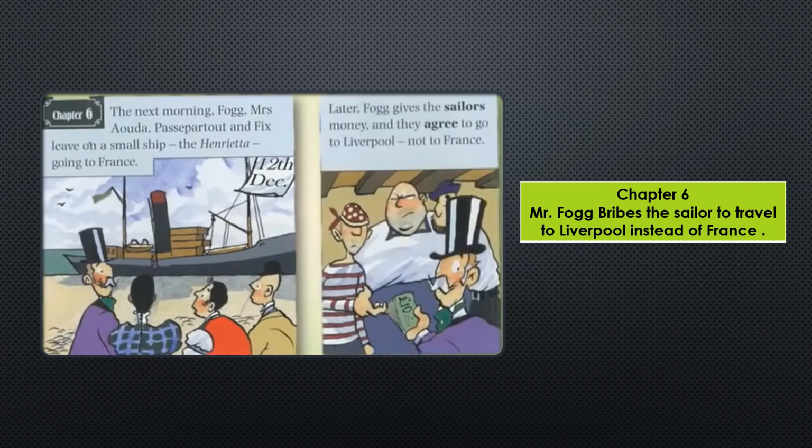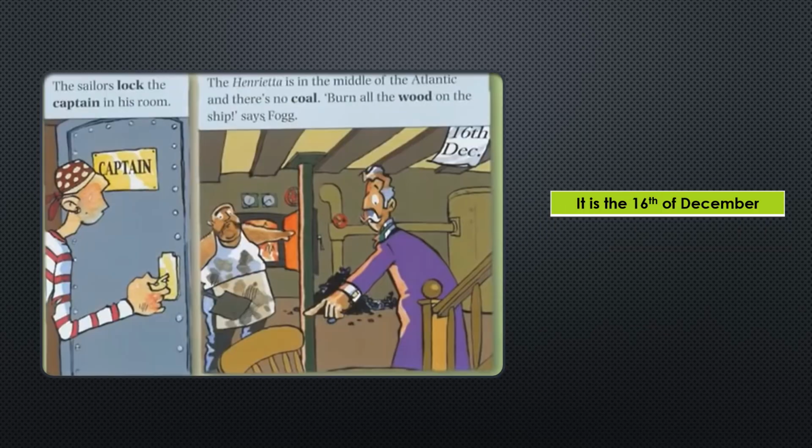Chapter 6. The next morning, Mr. Fogg, Mrs. Auda, Passepartout and Fix leave on a small ship which is going to France. However, Mr. Fogg bribes the sailors to travel to Liverpool instead of France, and the sailors agree with loads of money. The sailors lock the captain in the room.